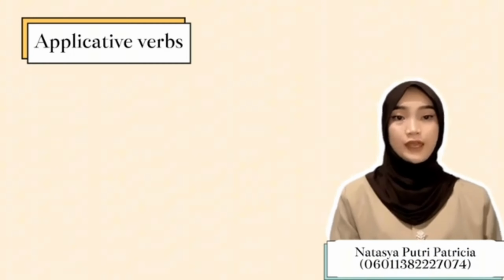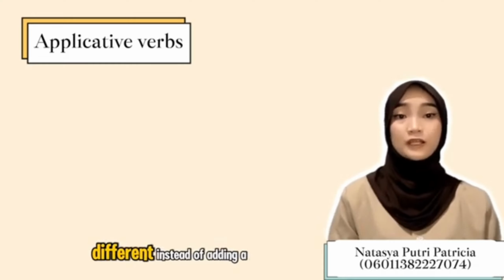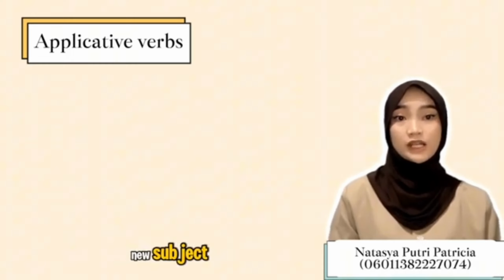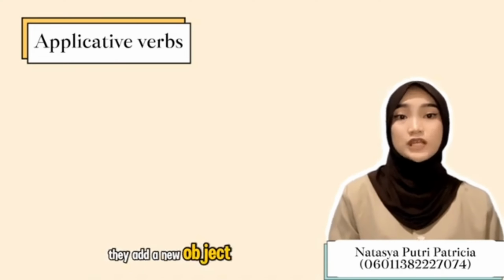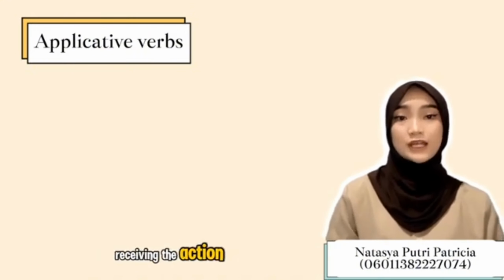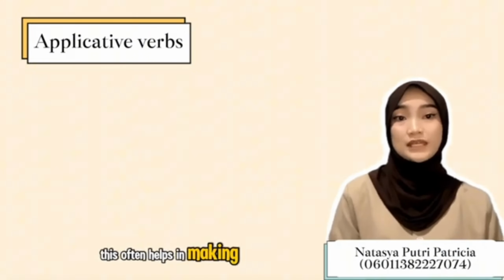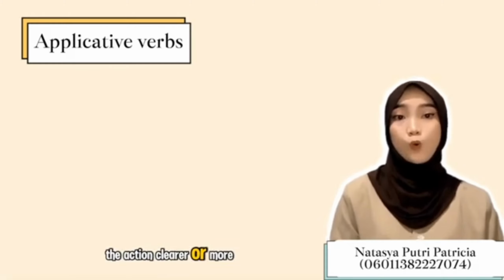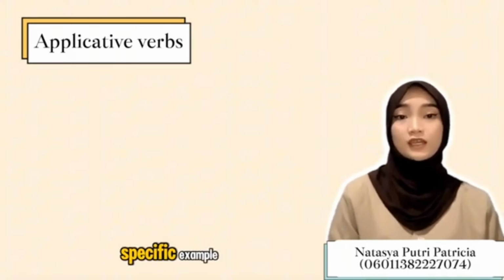Applicative verbs. Applicative verbs are a bit different. Instead of adding a new subject, they add a new object to the verb, which helps clarify who is receiving the action. This often helps in making the action clearer or more specific.